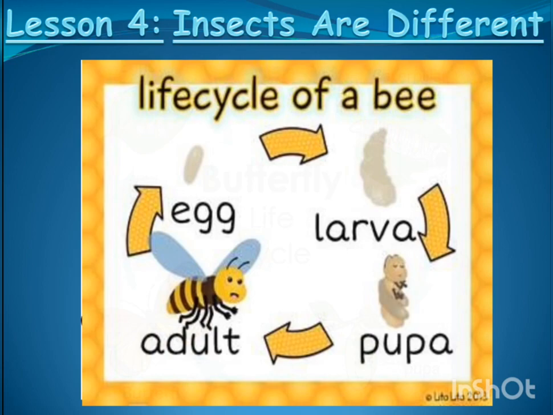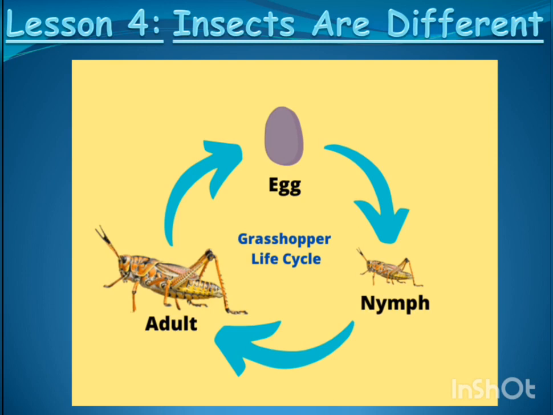Okay, but for some insects there'll be only 3 stages, like grasshopper, cockroach, dragonfly. The insects like this have only 3 stages: the egg, nymph and the adult. So in this grasshopper's life cycle, there are only 3 stages. In this way the life cycles of insects may differ and the way they look in each stage of their life cycle will be different.